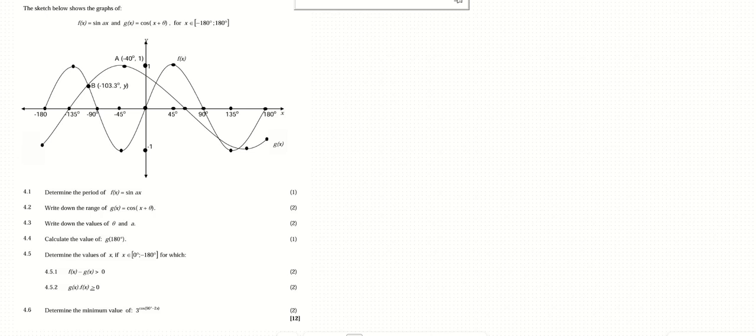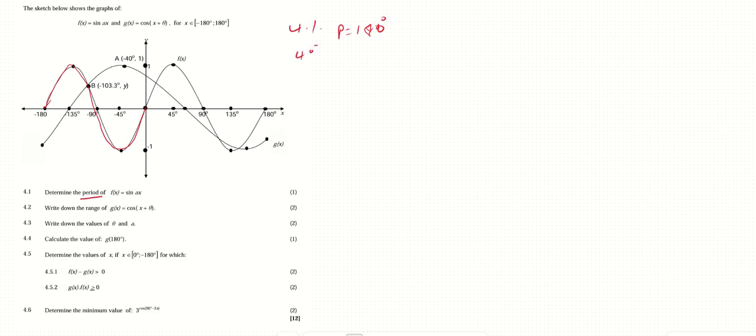Now let's check this graph. Remember that the period is the way the graph completes the cycle. If you start here, we can see that this is where the graph starts to increase. It goes all the way and turns, and goes all the way and turns again. Then here it starts to increase again. So in other words, our period is 180 degrees. That is 4.1.